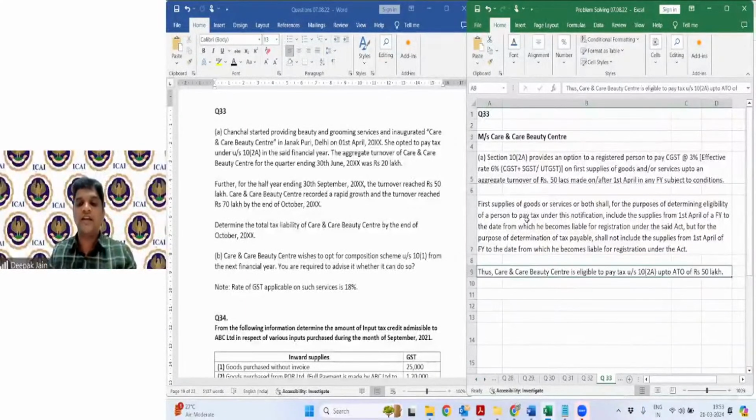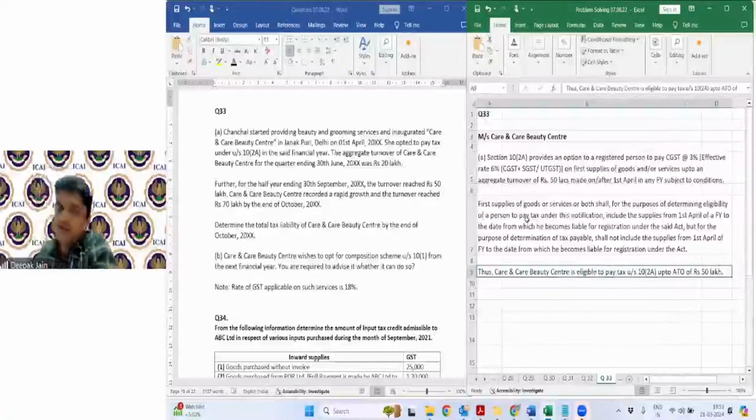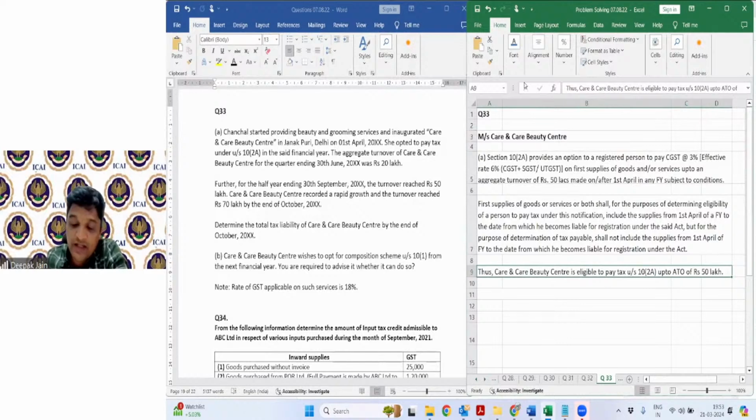So thus, Care and Care center is eligible to pay tax under 10(2)(a) up to aggregate. First 20 lakhs पे नहीं pay करेगा और balance 30 पे pay करेगा, because up to 50 lakhs only they can claim the benefit of the composition. Once they cross 50 lakhs, then they will not be entitled to claim the benefit of composition scheme specifically for services.